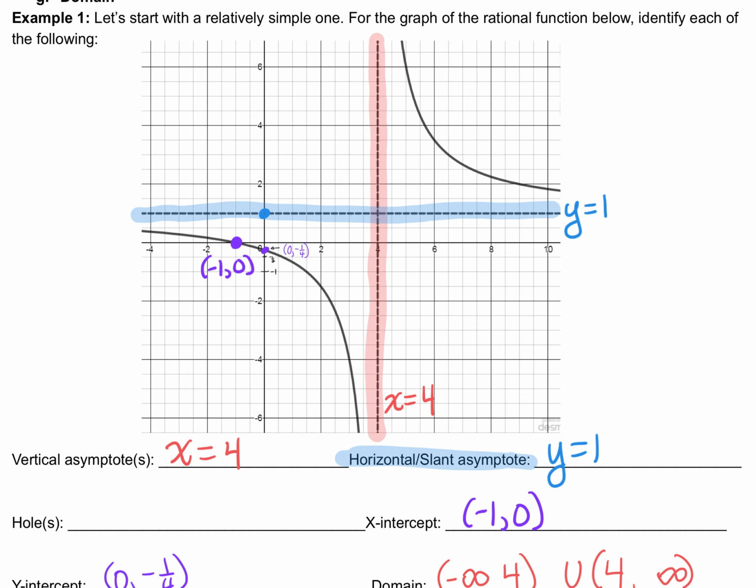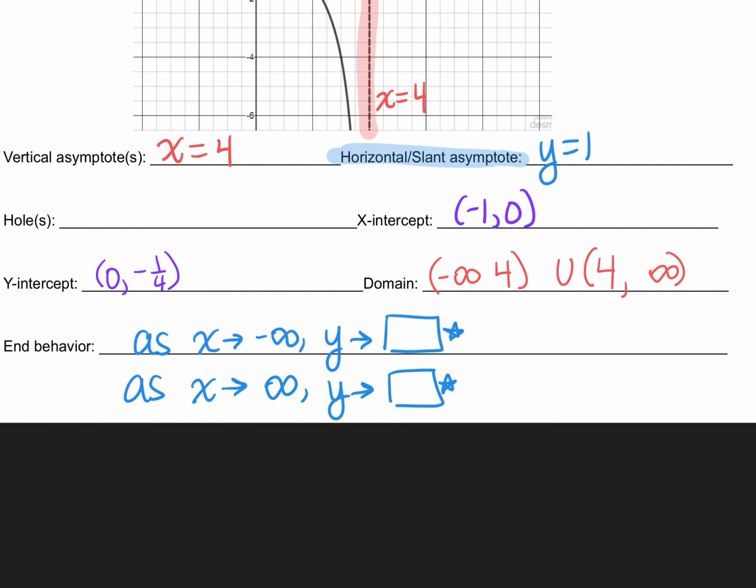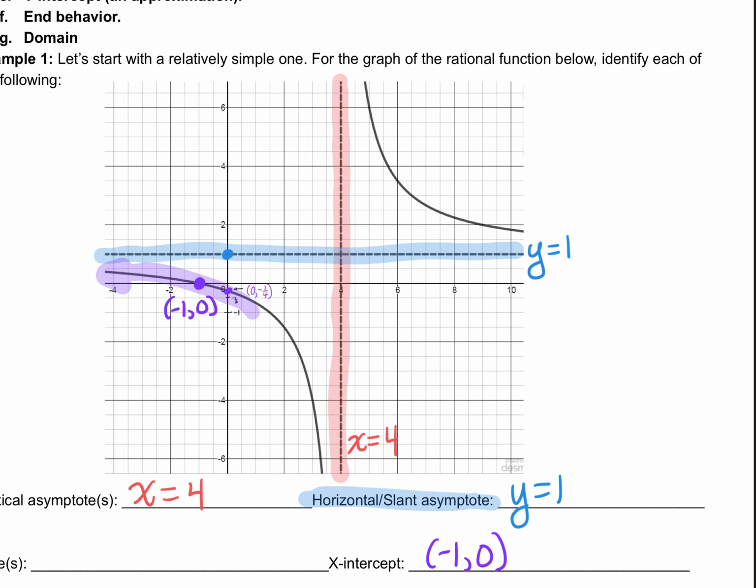So if I trace along that graph going towards the left, as my x values are getting smaller, as my x's are going towards negative infinity, we can see that our graph is sort of hugging that horizontal asymptote. So as we go to the left, as our x's go towards negative infinity, our y values are approaching 1. So that's why I would write y is approaching 1. And then we can look at the right side of our graph. As we go towards positive infinity on the x-axis, again, what are my outputs? What are my y values getting close to? In other words, I see that my graph is getting very close to y equals 1.